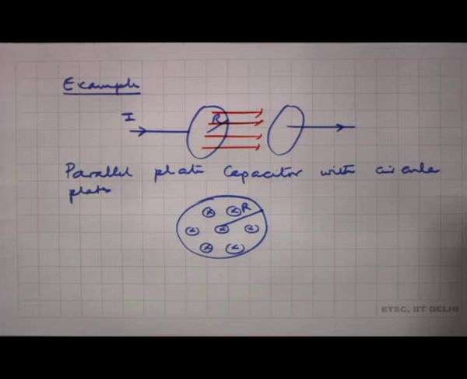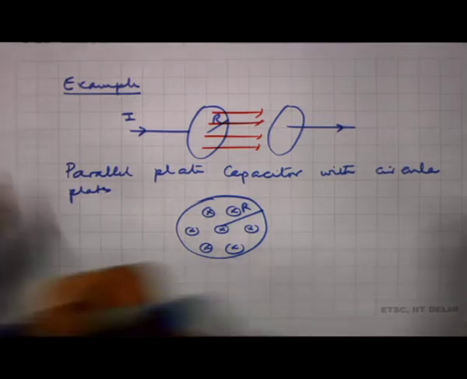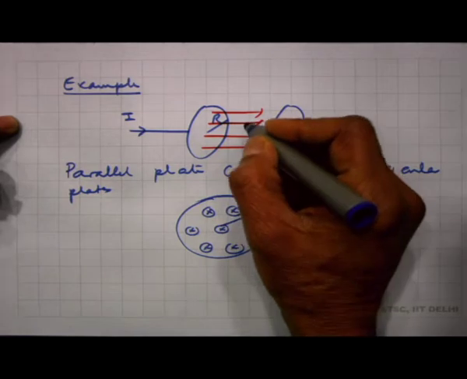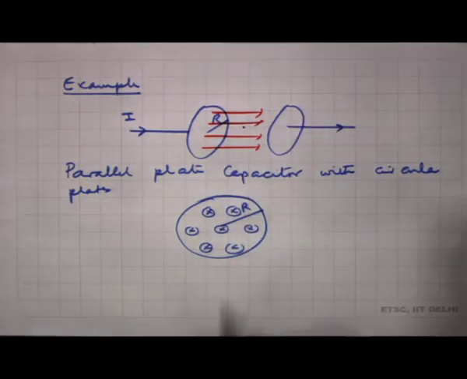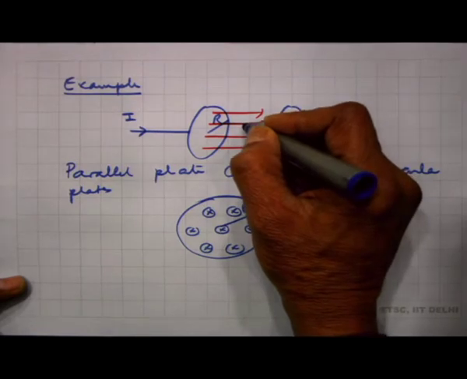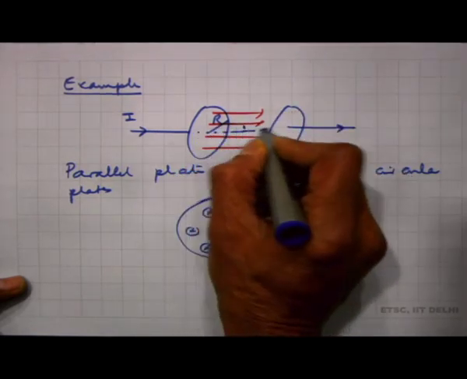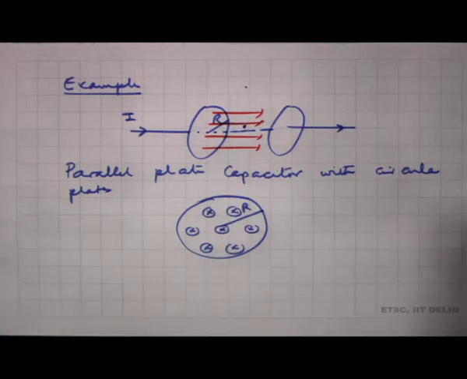So, the electric field is pointing downward, and I want to calculate the following problem. Because the electric field is changing with time here, I want to calculate the magnetic field generated between the plates of the capacitor at some distance from the axis, and outside. This is the axis here. We did this problem in the last class.